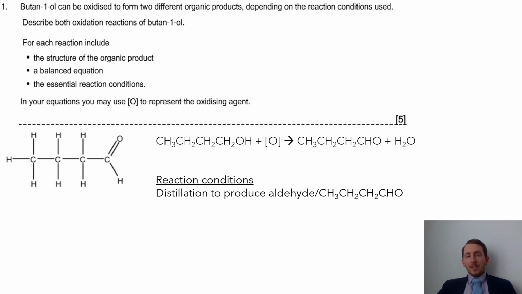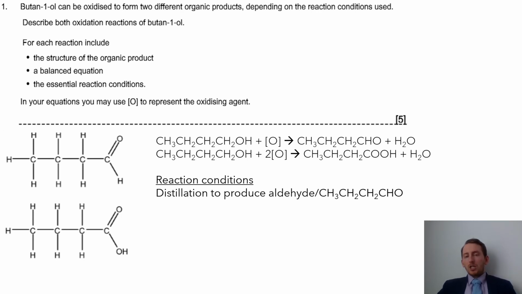The other product that we're going to get, as we mentioned, is a carboxylic acid. We can draw out the carboxylic acid, and again we need to write the equation for that with our oxidizing agent, but make sure there is a big 2 in front of that O that's inside the square brackets. Again, we also get plus water. But for this, in order to get the carboxylic acid, we can't distill it, we then need to reflux it, and that's how we get the carboxylic acid.